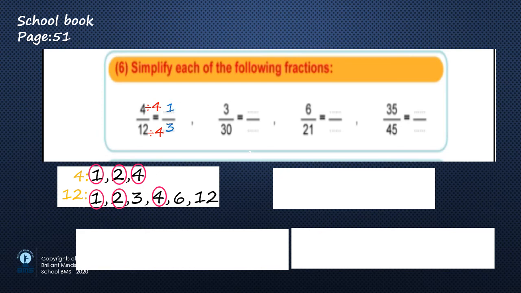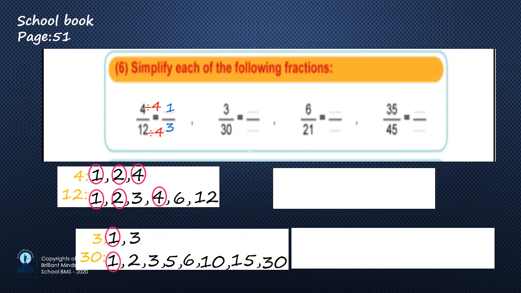Let's go to the next one, 3 over 30. Let's write the factors of 3. 1 times 3. So the factors of 3 are 1 and 3 only. What about 30? We said start with 1 and the number itself. So 1 and 30. Do we have 30 in table 2? Yes, 2 and 15. Do we have 3? Yes, 3 and 10. Do we have 4? No. Do we have 5? Yes, 5 times 6. So we put 5 and 6.